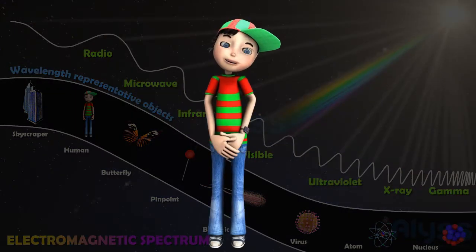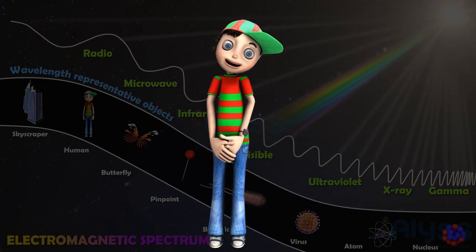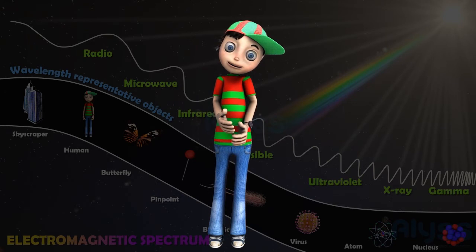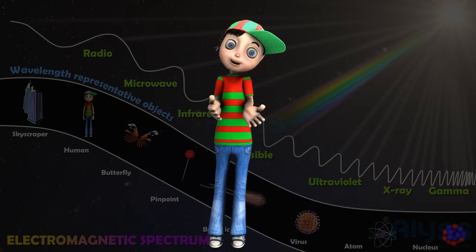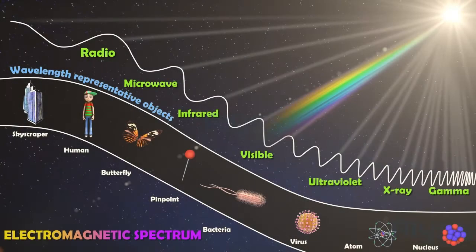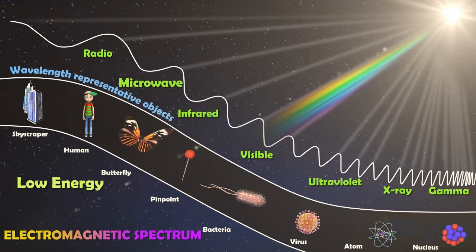This electromagnetic spectrum has lowest energy or longest wavelength at the one end and highest energy or shortest wavelength at the other end of the spectrum. Like radio wave, microwave have very large wavelength, so they have low energy.